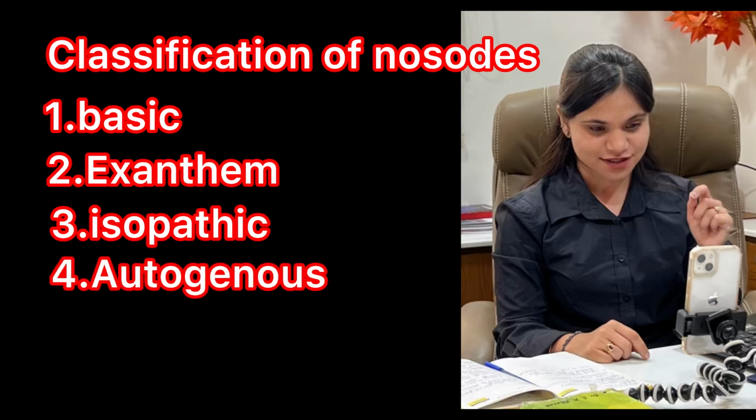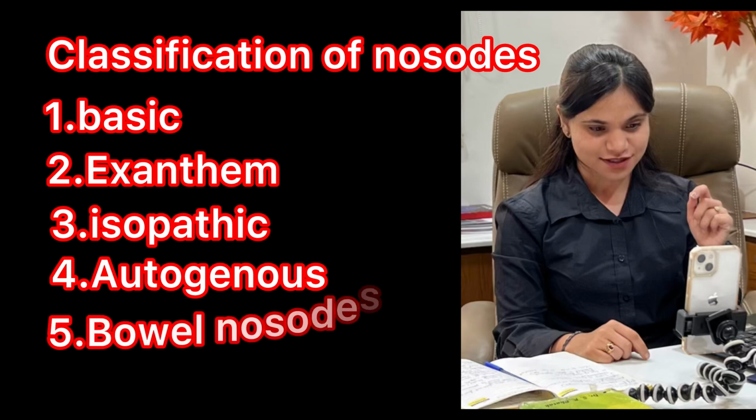Next is autogenous nosodes. These are drugs prepared from the secretion or discharge from the pathological tissue or organs of the patient himself for the treatment of that disease, that is tautopathy. Now, intestinal or bowel nosodes. The bowel nosodes are a series of homeopathic remedies made from human intestinal flora, discovered and developed as a distinct class of vaccines for the treatment of chronic disease.